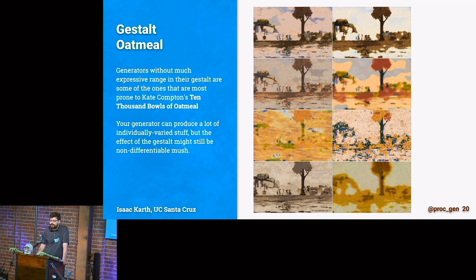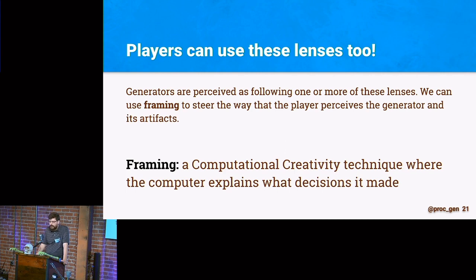I think Gestalt is something to especially think about when we're trying to solve what Kate Compton calls the 10,000 bowls of oatmeal problem, which is you have this generator that can do all these different things, but they all look kind of similar. So even though the numbers are radically different, it all turns into this kind of mush. So thinking about it in terms of the expressive range of the Gestalt experience of the generator can help. And then players can use these lenses too.